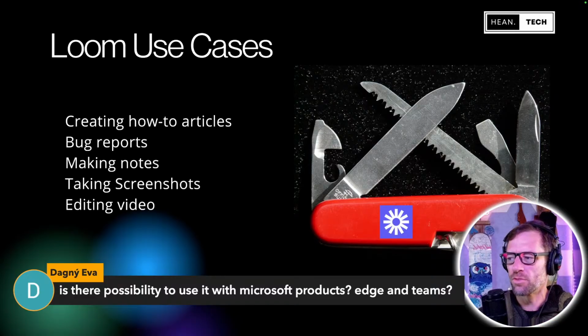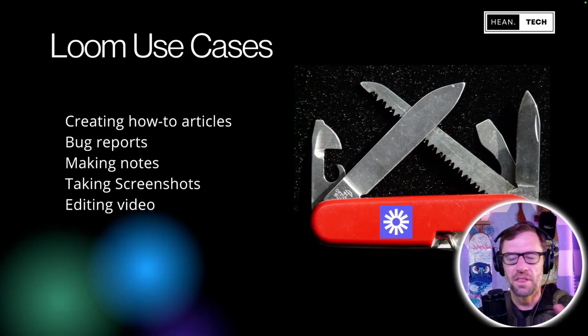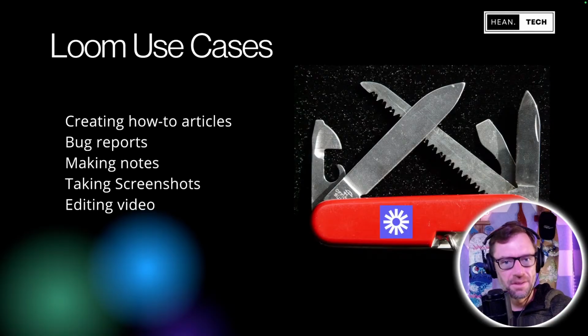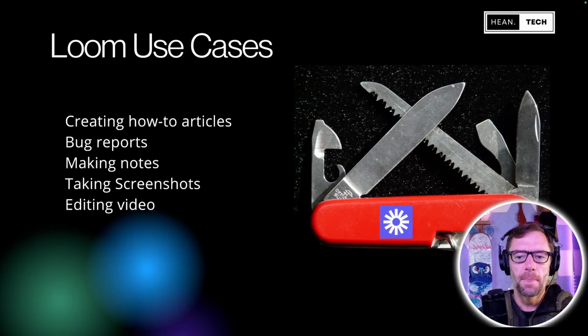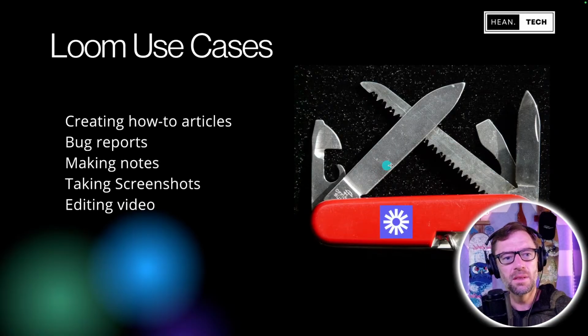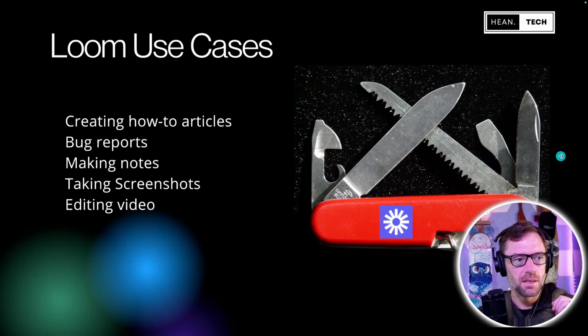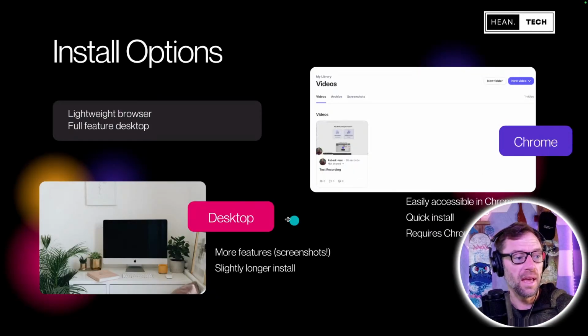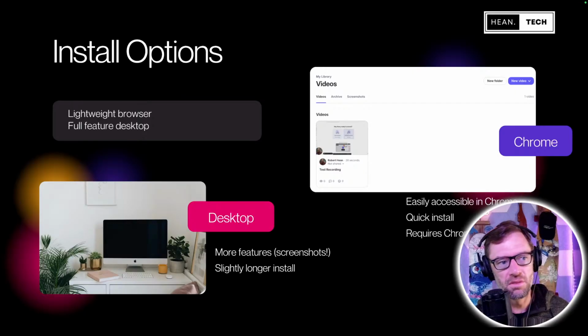Can we use it with Microsoft products? Loom works with everything. It's an independent standalone product that happens to be tightly integrated to Atlassian. I don't know offhand. I haven't used Edge or Teams. I don't believe there is an Edge extension like there is for Chrome. There is a download you can put on your desktop, though. And Teams, again, I don't believe there's a direct integration with Teams, but you can have the desktop software installed on your computer and do your recordings from there.